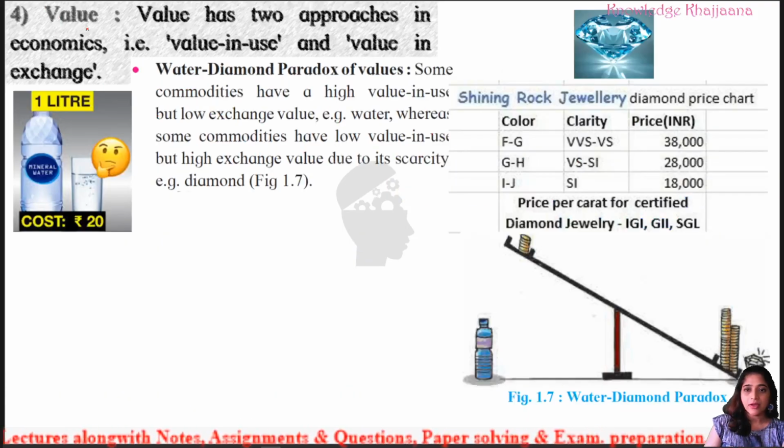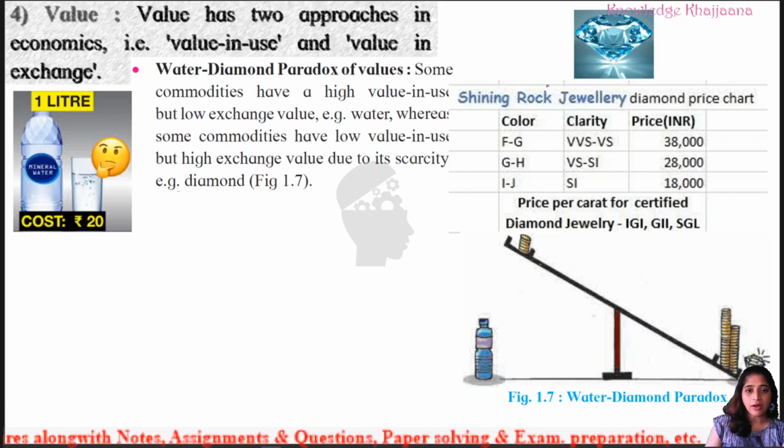When we learn the water-diamond paradox, some commodities have high value in use but low exchange value. For example, a 1 liter water bottle. What is the value? 20 rupees. We have to pay only 20 rupees. Whereas this is shown as a good example.